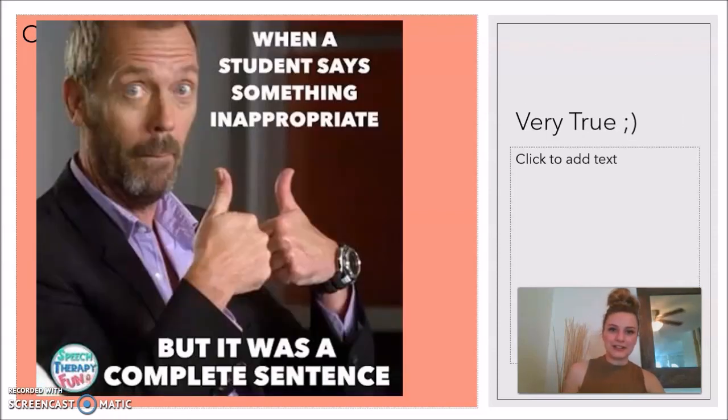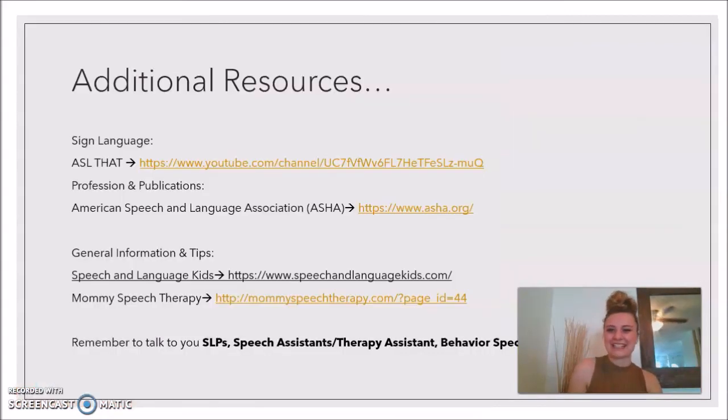So right here we have Dr. House. I just thought it was funny coming from this speech and language background, because it's very true. When someone says something inappropriate but it's a complete sentence, like always thumbs up, always encouragements. That's awesome. Yeah, I'll just move on, I guess.